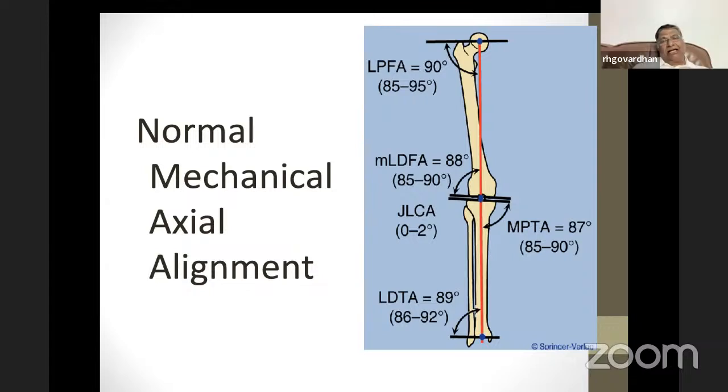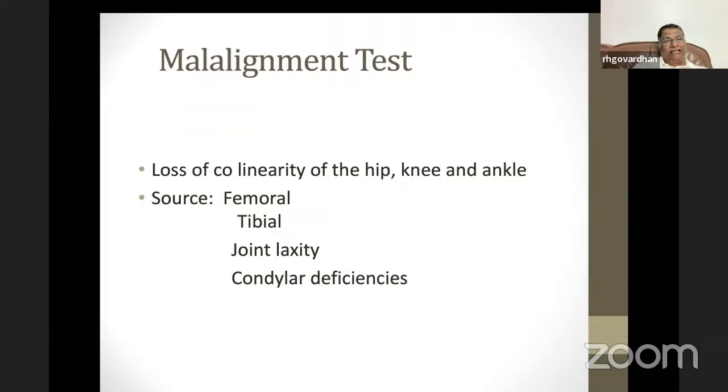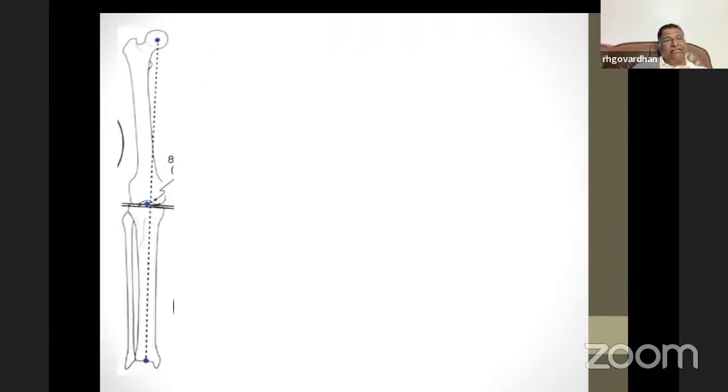This is the normal mechanical axial alignment, where you draw a line from the center of the hip to the center of the knee to the center of the ankle, and these are the standard values which one should have in memory. This is the mechanical axial alignment. This is the anatomical axial alignment. You can choose any one of them for correcting this. And when you use the malalignment test, you can see the collinearity of the hip, knee, ankle. You may have a problem in the femur or the tibia, or there may be joint laxity, condylar deficiencies.